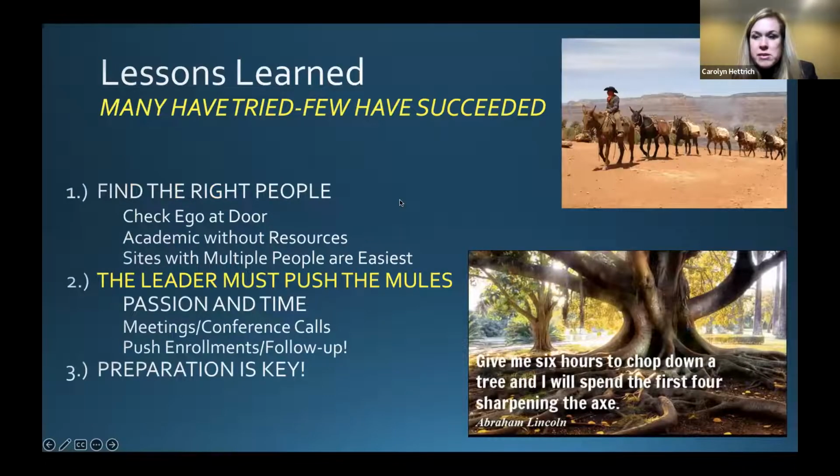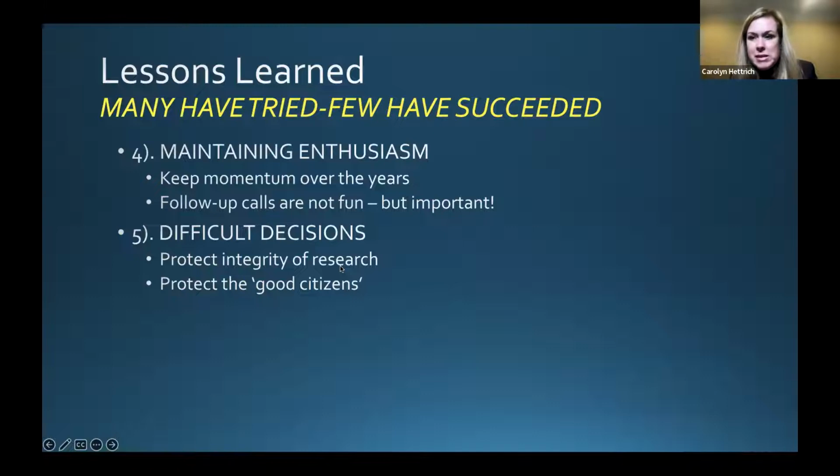So, there's a lot of lessons that I've learned from this over the past 10 years doing this with MOON shoulder instability. Again, finding the right people is important, and really people who are going to work well and work collaboratively and have this be their priority. The leader must push the mules. That's how Kuhn looks at it. And you have passion and time, and you have to push for follow-up. Preparation is key. You have to maintain enthusiasm.